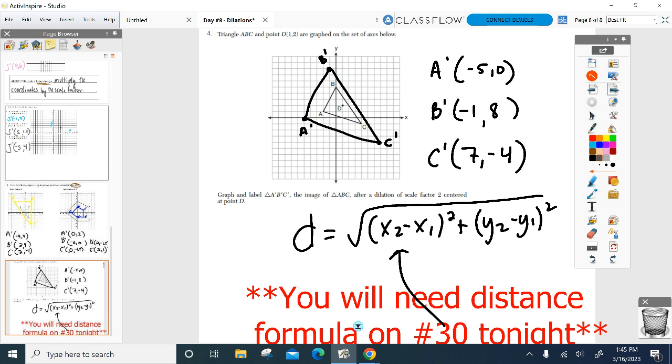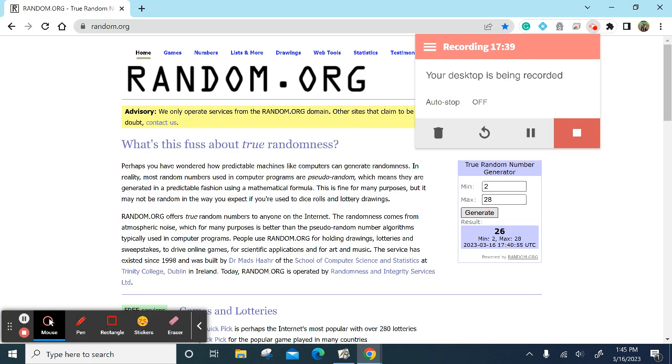Two sections. What? You ready? You want to do it now? Okay. I'll give it to you. Graph.